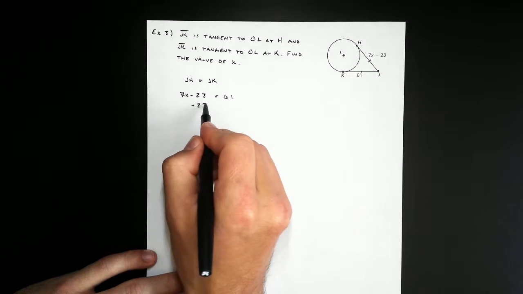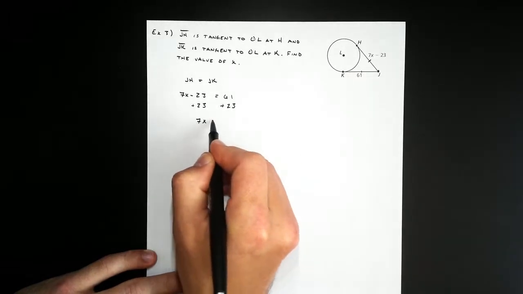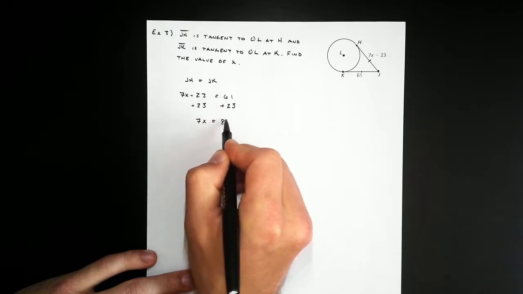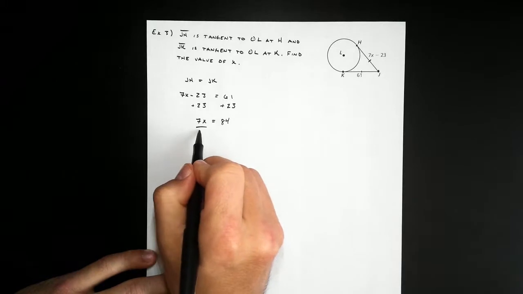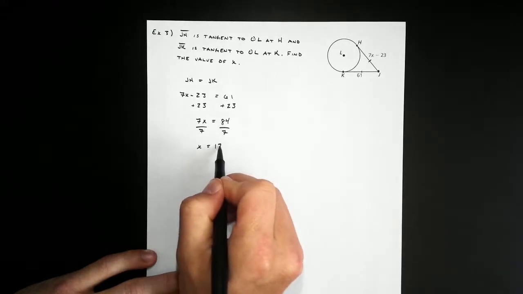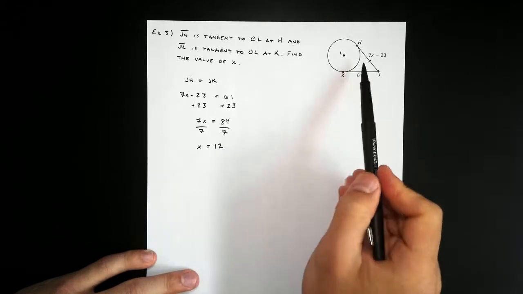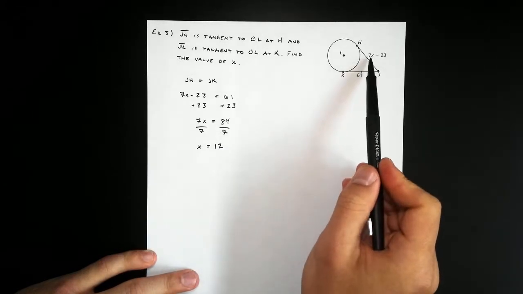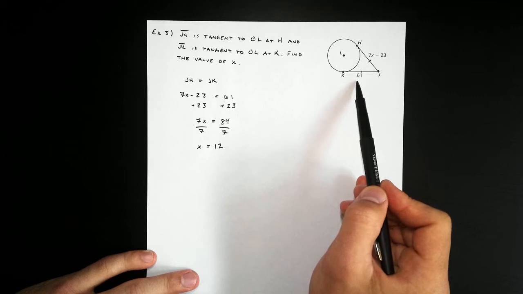So adding 23 to both sides, we get 7x is equal to 84. And then to finish, divide both sides by 7. So x is 12. So it would mean if we plug 12 in for x here, 7 times 12 minus the 23, we should end up with 61.